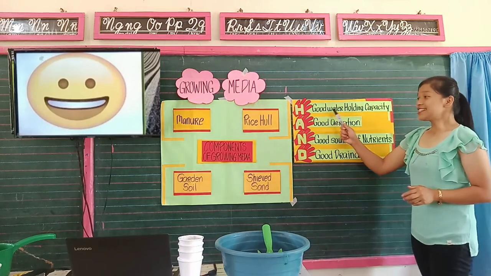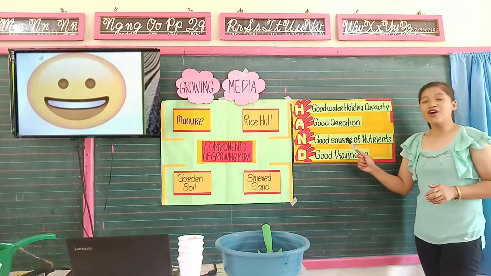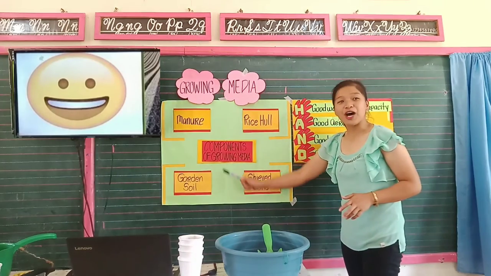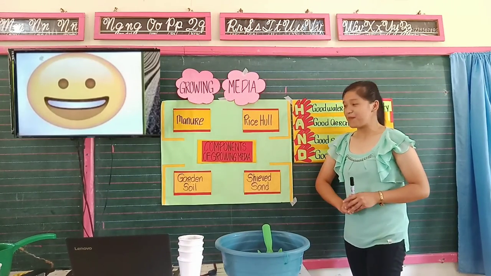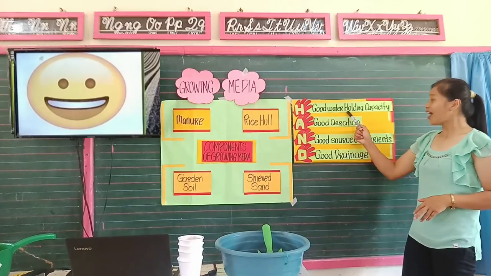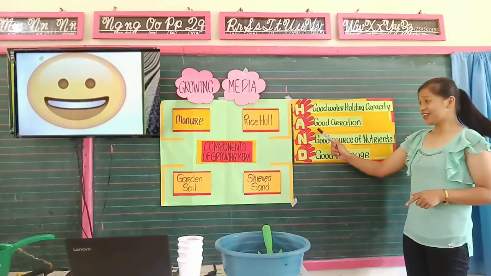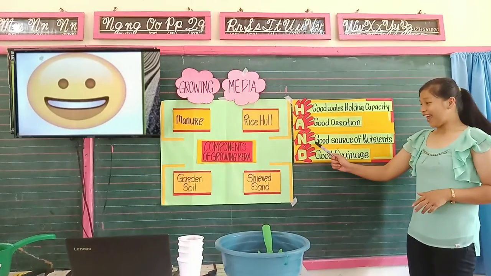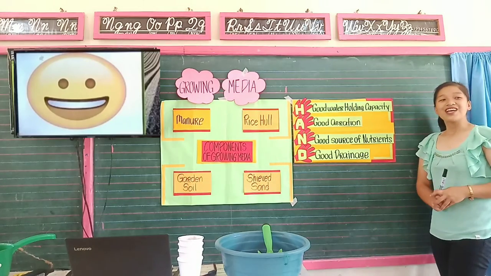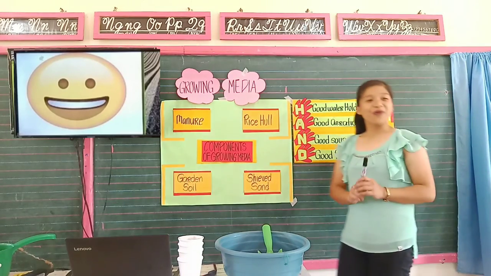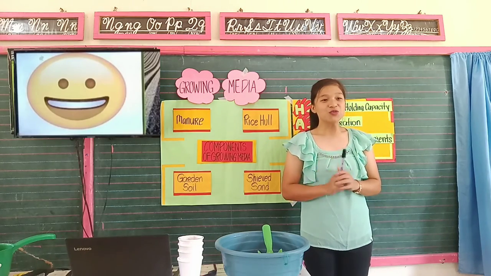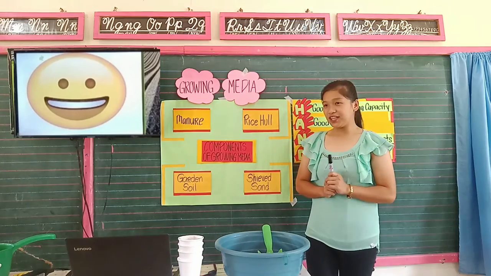Okay, so this is the abbreviation of the characteristics of the components of a good growing media. So let's repeat. First, letter H, good water holding capacity. Letter A, good aeration. Letter N, good source of nutrients. Letter D, good drainage.